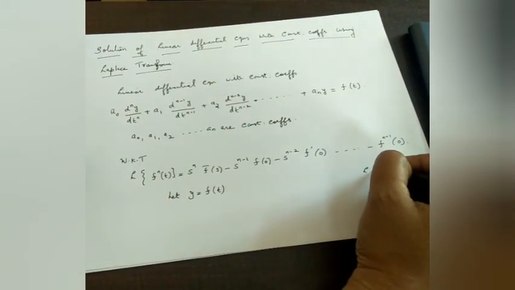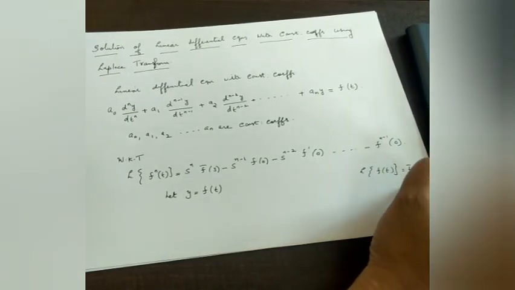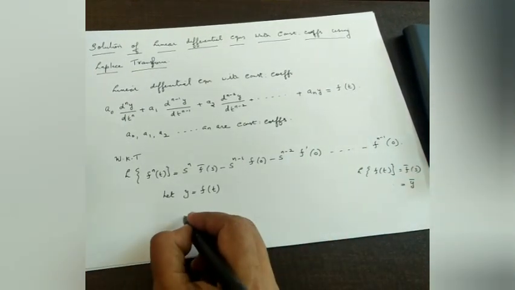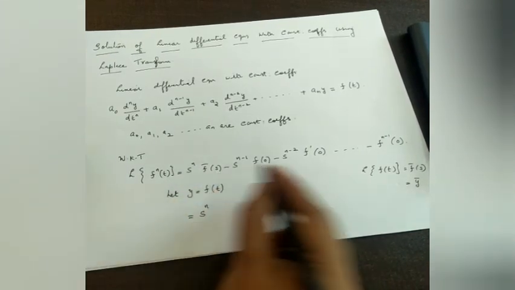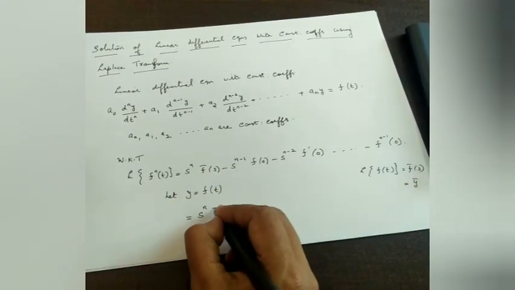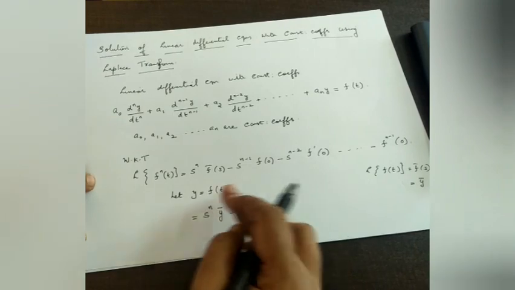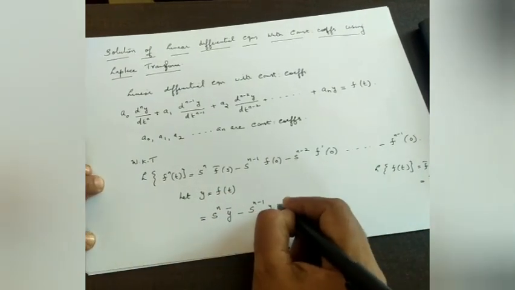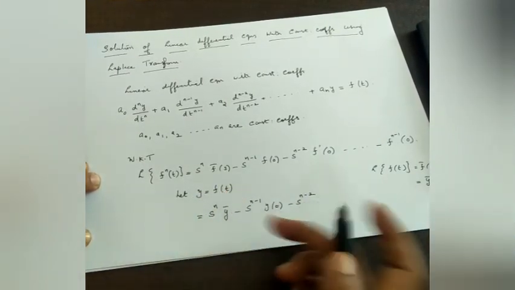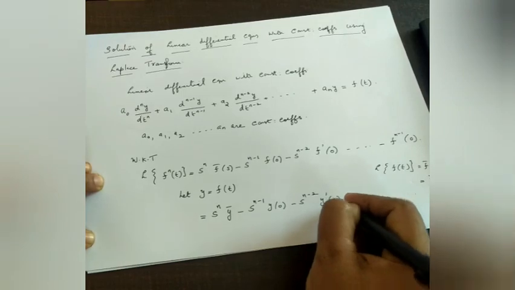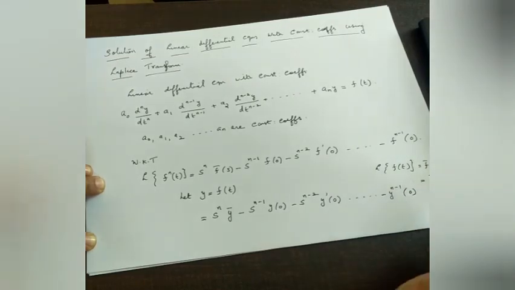Now take y is equal to f of t. Therefore, the Laplace transform of f of t, that is f bar s, can be denoted by y bar. Therefore, this is equal to s raised to n y bar, in the place of f bar s, minus s raised to n minus 1 y of 0, in the place of f of 0, minus s raised to n minus 2 y dash 0, etc. minus y n minus 1 of 0.